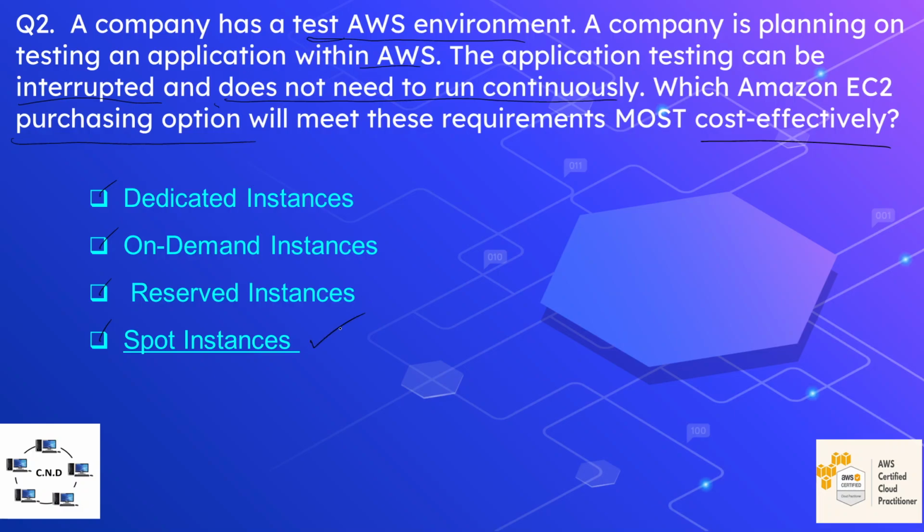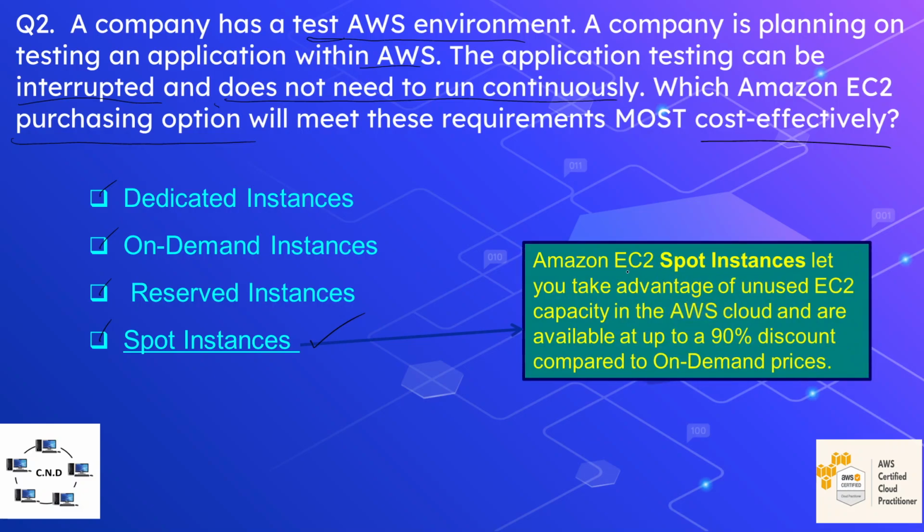So what is a spot instance in AWS? Amazon EC2 spot instances let you take advantage of unused EC2 capacity in the AWS cloud and are available at up to 90% discount compared to on-demand prices. So these are the unused or available spaces that can be purchased at very discounted prices as compared to the on-demand prices.